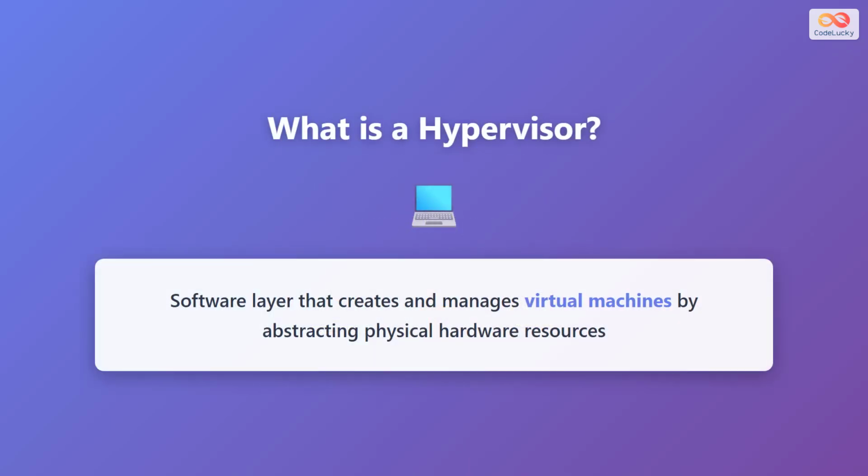A hypervisor is a software layer that sits between physical hardware and virtual machines. Its primary job is to create and manage these virtual machines by abstracting the underlying physical hardware resources. Think of it as a traffic controller that allocates CPU, memory, storage, and networking resources to multiple virtual machines running simultaneously on the same physical server.